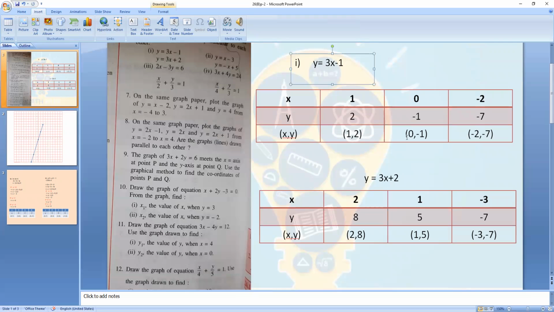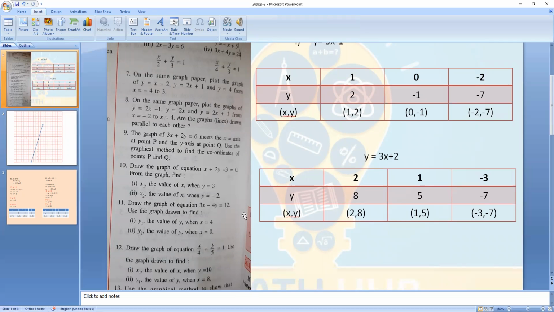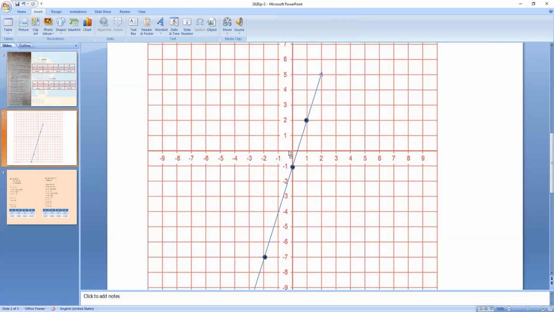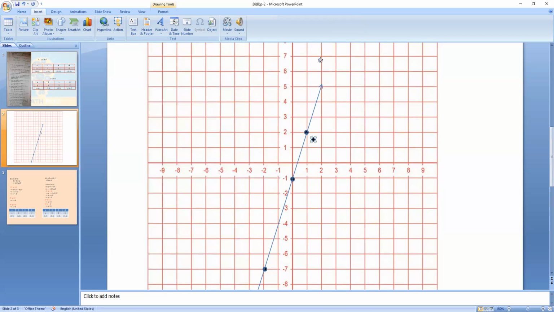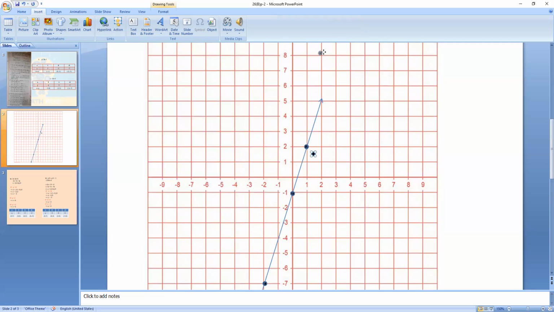In the same way, if I take the second one, what is it? y equal to 3x plus 2. If I substitute the values like x equal to 2, I will get y equal to 8. x equal to 1, I will get y equal to 5. And x equal to minus 3, I will get y equal to minus 7. So let us plot these points. First one is 2 comma 8, right? So where will you get 2 comma 8? So here this is 2 comma 8.